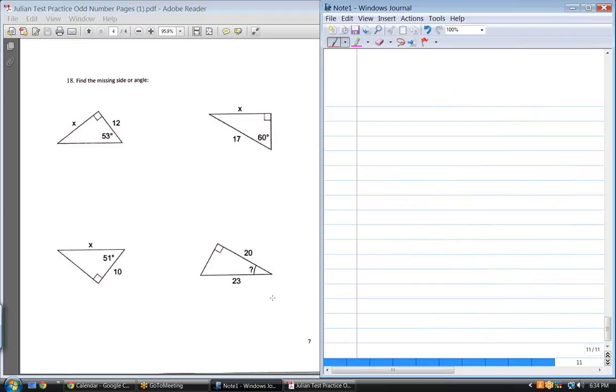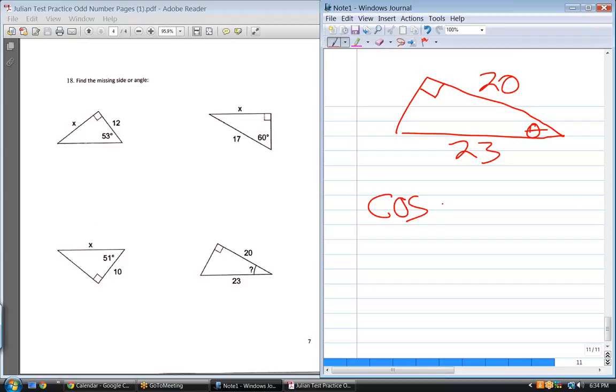Very last one. Call that theta, what they're looking for. Okay. Right angle again, right triangle, so we can use our trig functions. What trig function can I write? Alright, so you could write adjacent over hypotenuse. Cosine of theta equals 20 over 23. Very good.